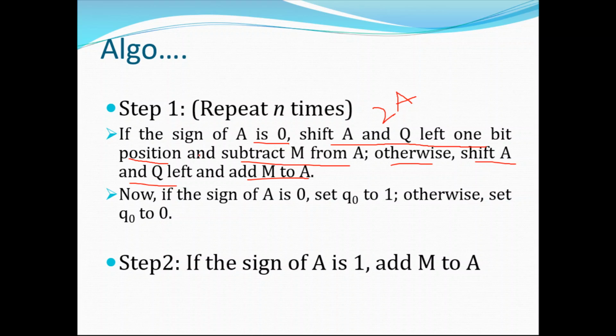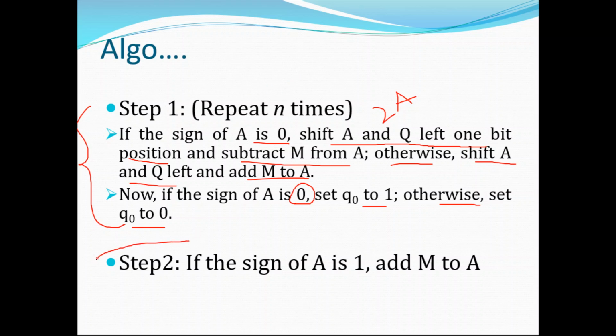After checking whether the sign is 0 or 1, if 0, then shift a and q and subtract m. If it is 1, then shift a and q and add m, okay? After doing this, again you check the sign of a. If a is 0, set q naught to 1. If a is 1, set q naught to 0. It is the same as the previous algorithm, okay? This you repeatedly do for n times.